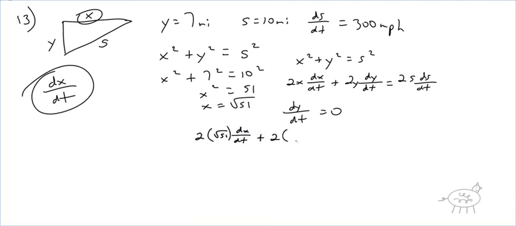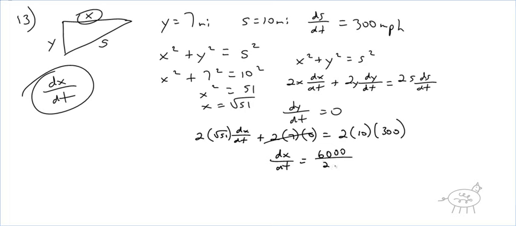Okay, so then we have 2 times x, which is square root of 51, dx dt, plus 2 times y, which is 7, times dy dt, which is 0, equals 2 times s, which is 10, times ds dt, which is 300. All right, and obviously that goes away, and I divide both sides by 2 root 51, and I get dx dt is equal to 6,000 over 2 root 51, which is 3,000 over the square root of 51.